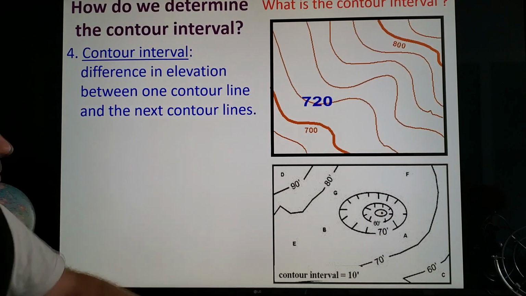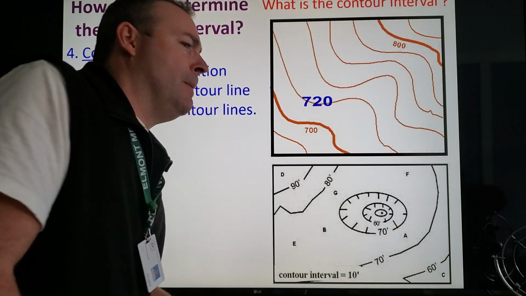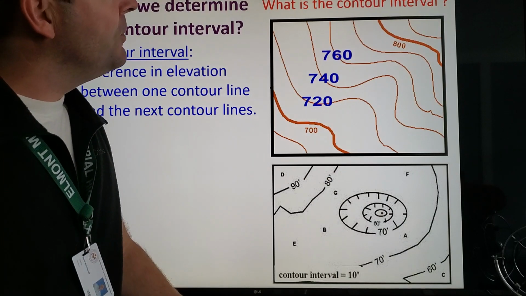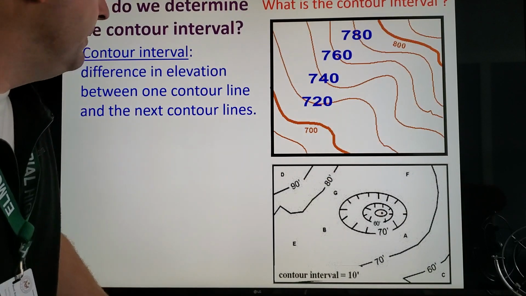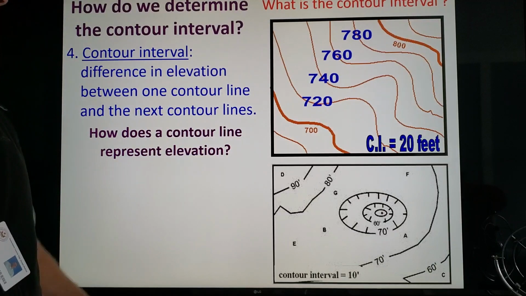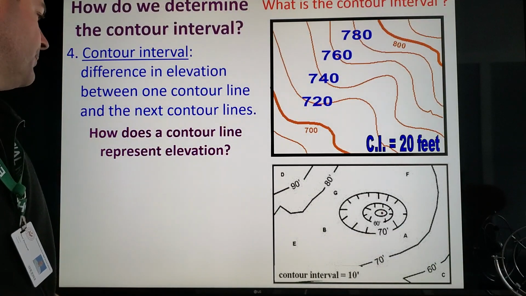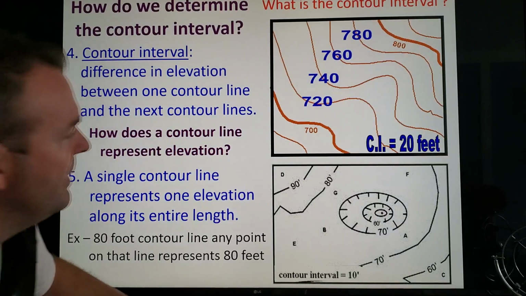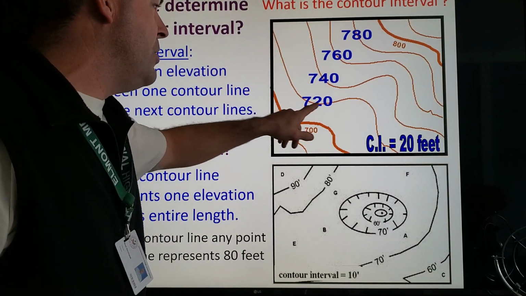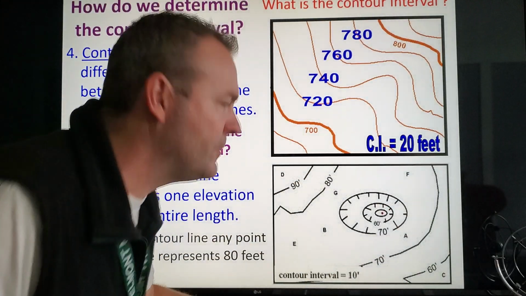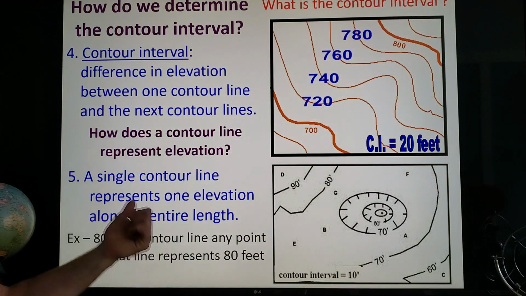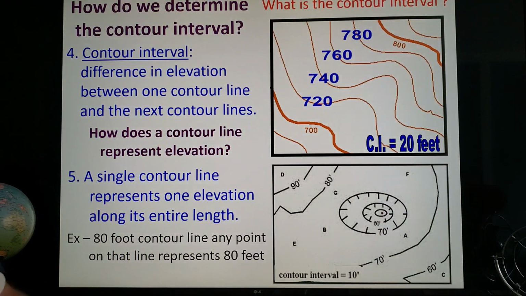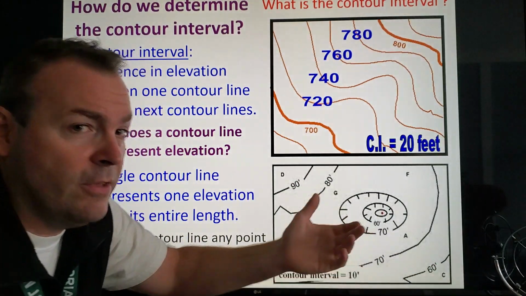All right? Labeling the lines is often very helpful, especially if you're trying to interpret the map. So draw them in there, and there you have it, right? Skipping by 20s. Okay? That is a 20 interval. All right. Everywhere on a contour line is the same elevation. So if you're on this line, no matter where you are, you're at 720. That's what your next note is talking about. A single contour line represents one elevation along its entire length. And that's why they can't cross, because then you'd have two different values on the same line.